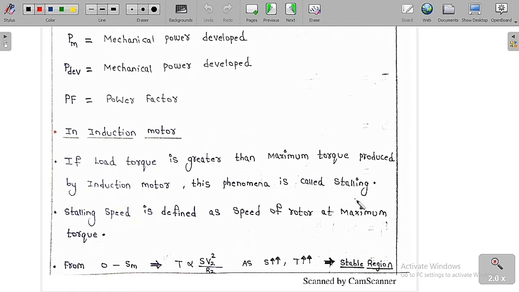So whenever the load torque demand is greater than the maximum torque developed by the induction motor, we can say it has entered the stalling condition. So the motor will never rotate. It will be in the standstill condition all the time.